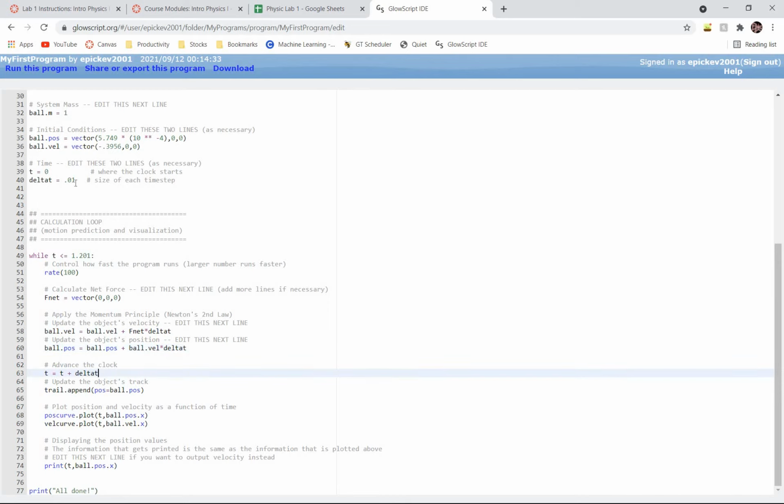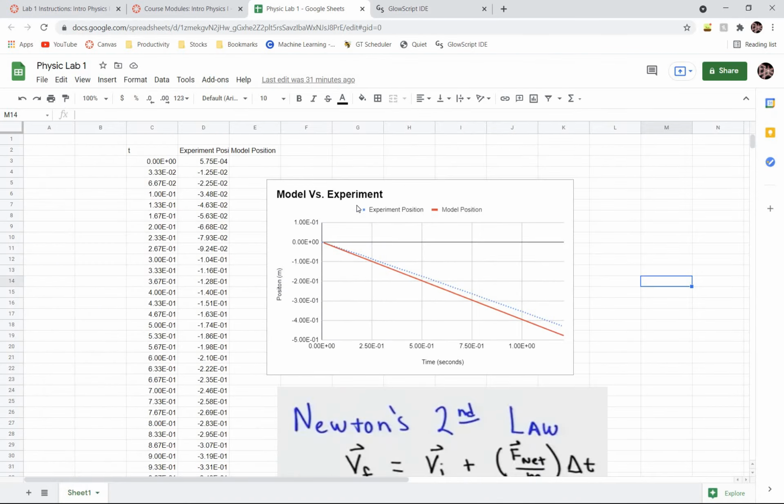And for delta t, we use a very small delta t, which is 0.01, because we want a small change in time to see far into the future. This will give us more accurate info. And then this is going to be the graph of the model versus the experiment. So you see the model is the red line and the experiment is the dotted blue line. So you can tell that they're not the same, and the dotted blue line gets wider as time increases.